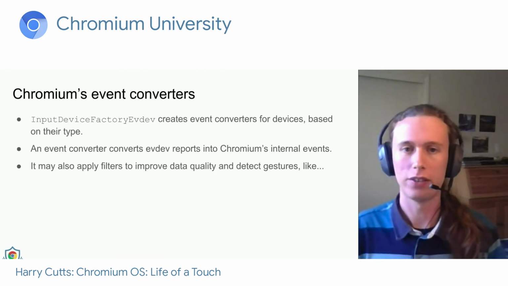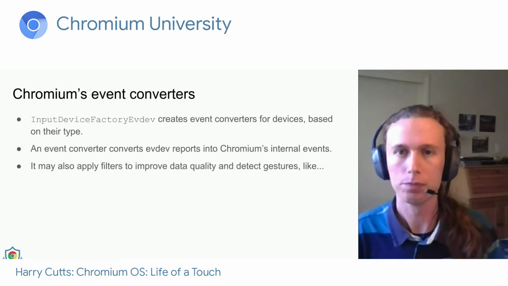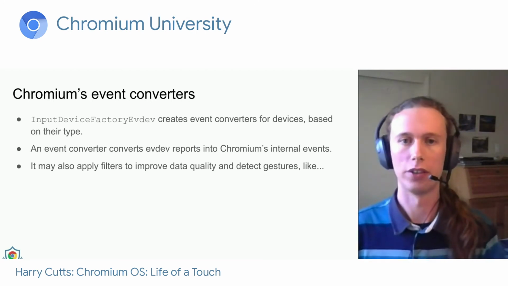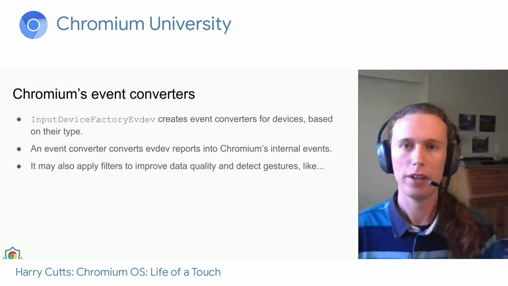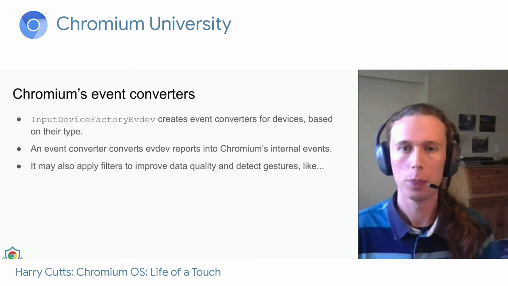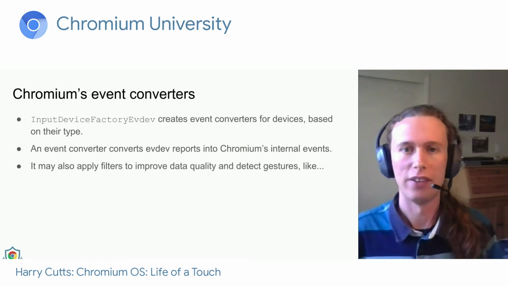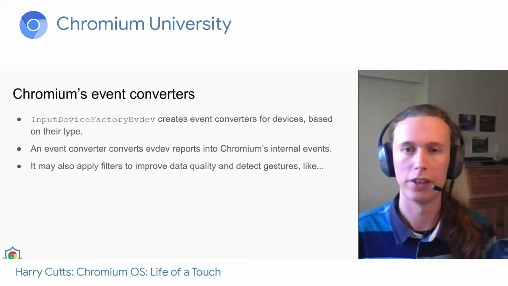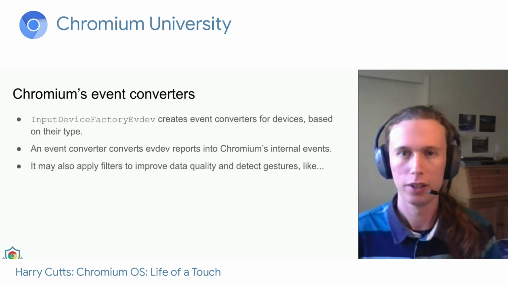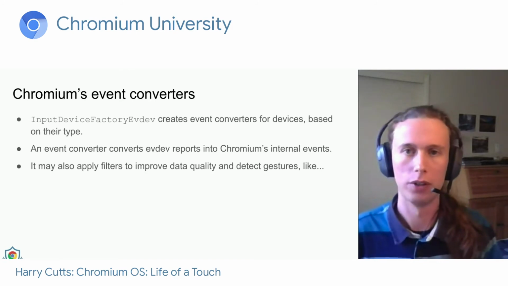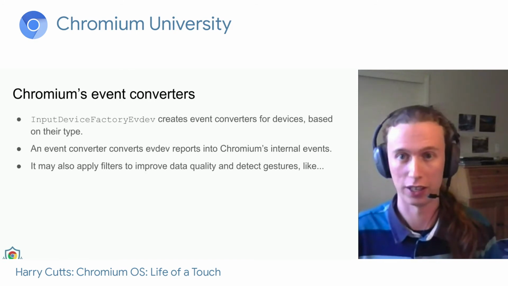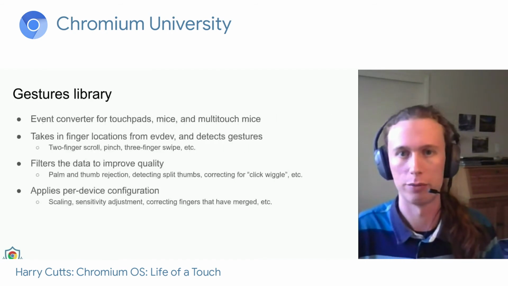So Ozone reads these input nodes directly, and then it creates something called an event converter for each device. An event converter is specific to a device type. So there's one for touchscreens, one for touchpads and mice as well, and so on. And its job is to convert these evdev events into the browser's internal representation of events. For a mouse, that might be quite simple, but for touchpads and touchscreens, that means you have to do gesture detection, which brings us to the gestures library.